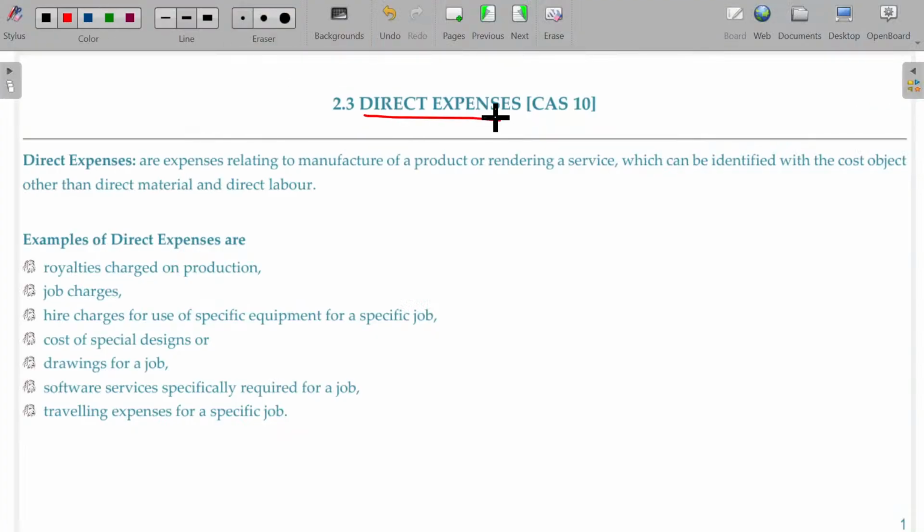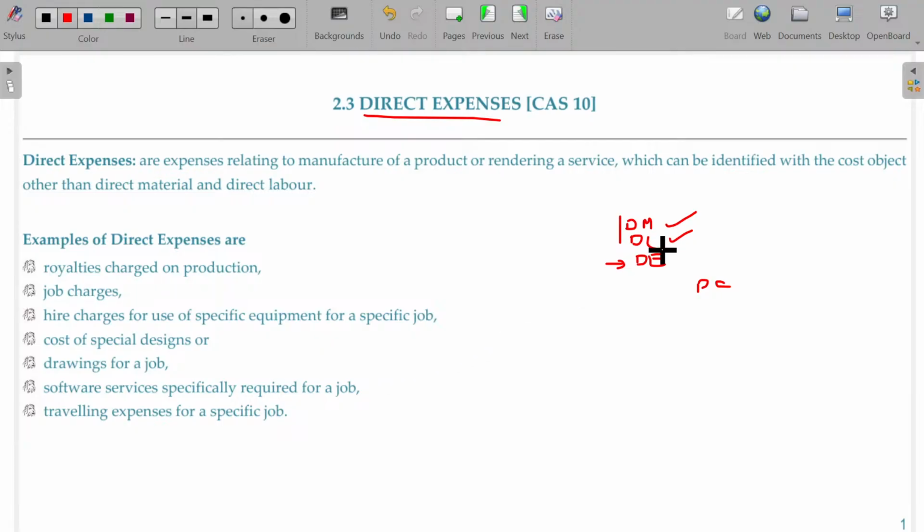So direct expenses. Prime cost consists of three items: direct material, direct labor, and direct expenses. Direct expenses are those expenses not related to these two. Not being material, not being labor, will be the direct expenses. Like in case of preparing a table, wood and steel are the direct material, and carpenter wages will be the direct labor. Is that okay?